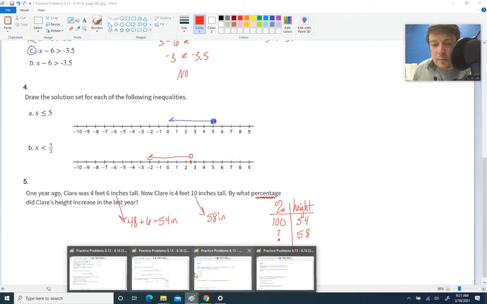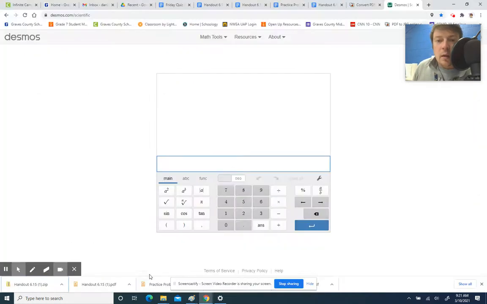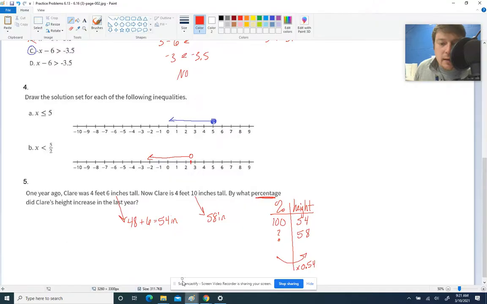So let me pull up my Desmos calculator. We'll do that real quick. 58 divided by 0.54. And we're going to round that to 107.4. So let's go back. This is going to be 107.4. So going from 100 to 107.4 is a 7.4% growth. And that's our answer. She grew her height by 7.4% increase. And that is your second page of your homework for this week.